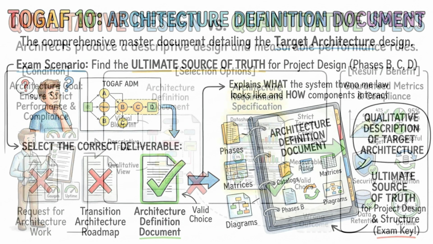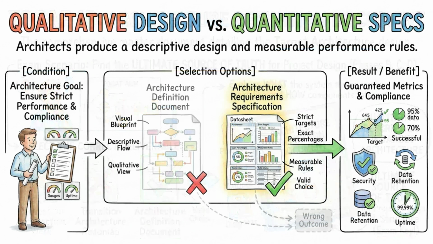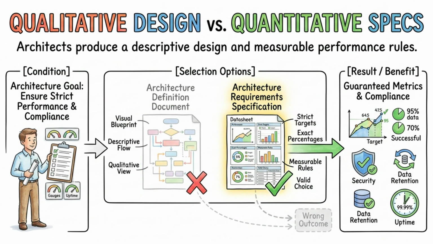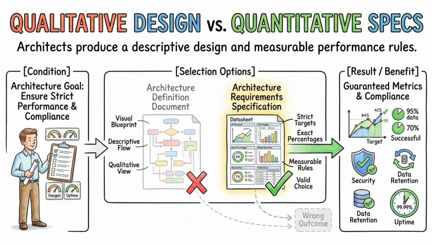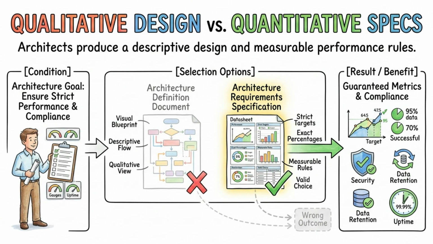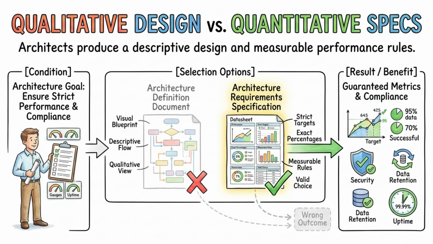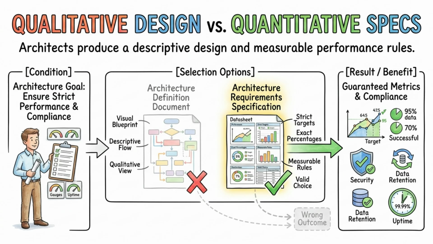Alongside the architecture definition document, architects also produce the architecture requirements specification. While the definition document shows what the architecture looks like qualitatively, the requirements specification contains the strict, quantitative metrics the system must achieve. This includes exact performance targets, security compliance rules, data retention limits, and minimum uptime percentages. Understanding the difference between the qualitative design document and the quantitative requirements specification is essential for multiple exam questions.